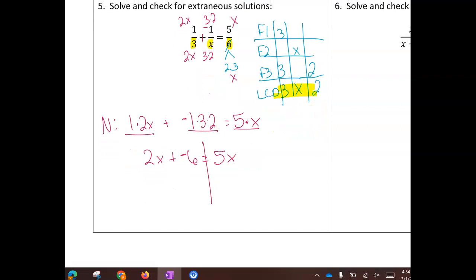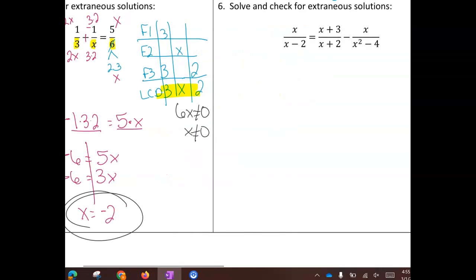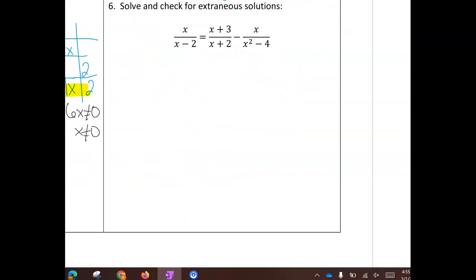So let's start solving. I'm going to subtract my 2x over. Divide by 3, so x is -2. Does that work? So if I look at this least common denominator, which is 3x2 or 6x, and I don't want that to be 0, x just can't be 0, and it's not, so we are good to go. All right, so far no extraneous solutions. Hopefully this has one.